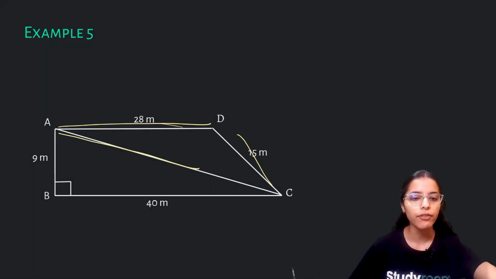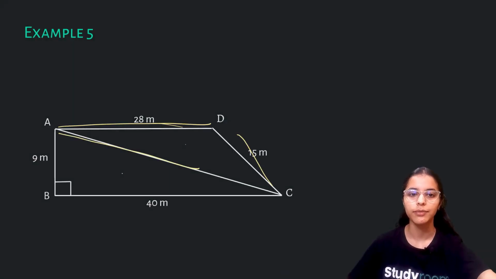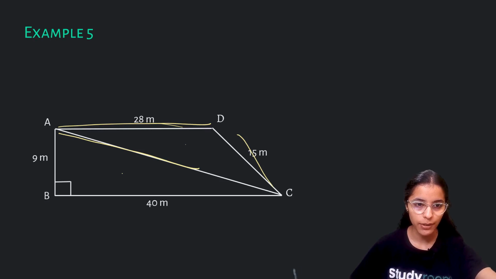So we want to find out these two areas, and we have to find out by how much area the other group has cleaned more. So the first step is to find out the area of each triangle.